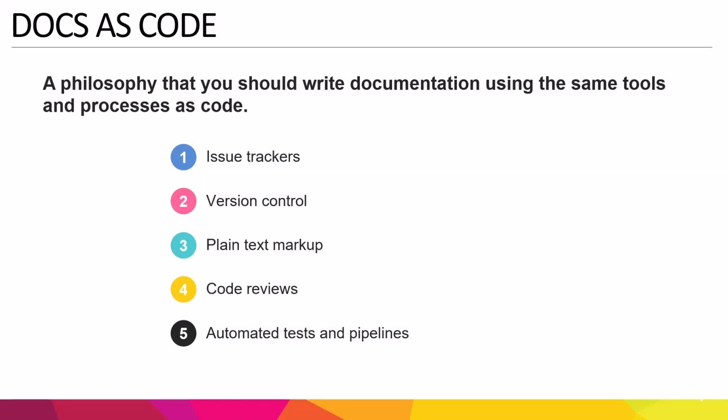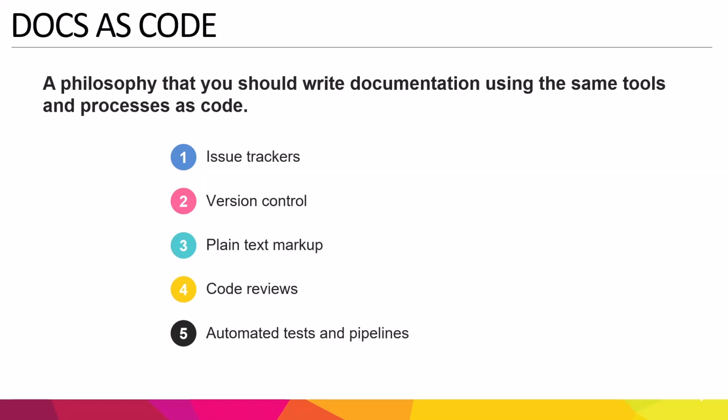So that includes using things like issue trackers, version control like Git, plain text markup such as Markdown, reStructuredText, and AsciiDoc. It also includes using Git to do documentation reviews with subject matter experts like your coders and things like that. And also ensuring documentation quality using automated tests and linters.